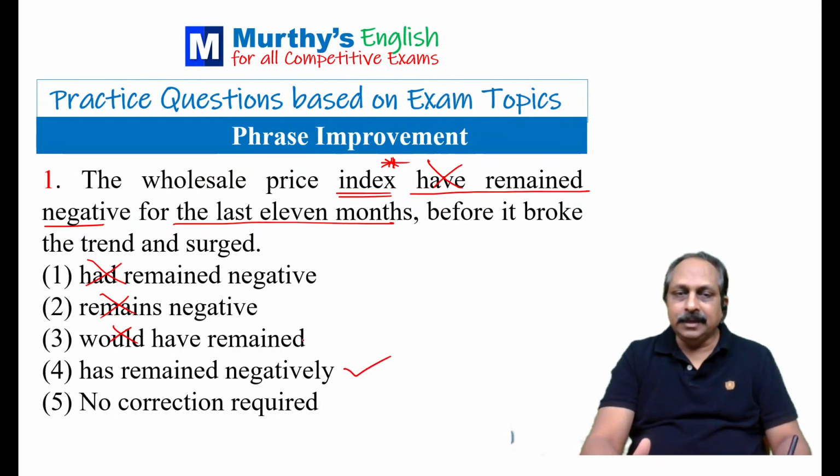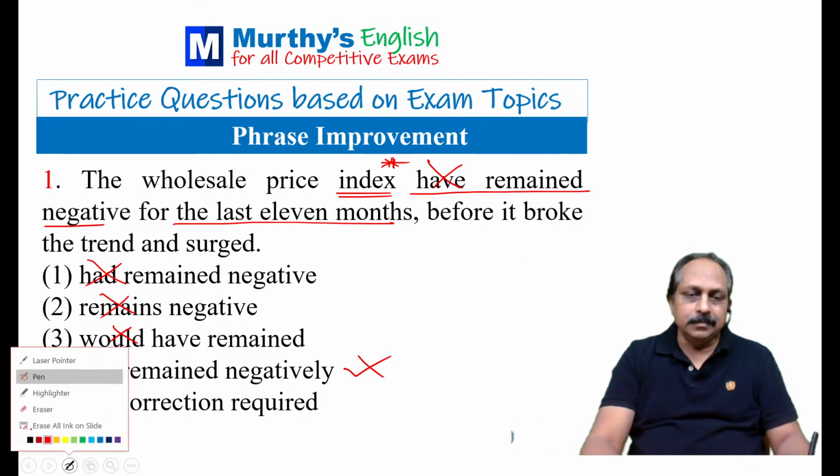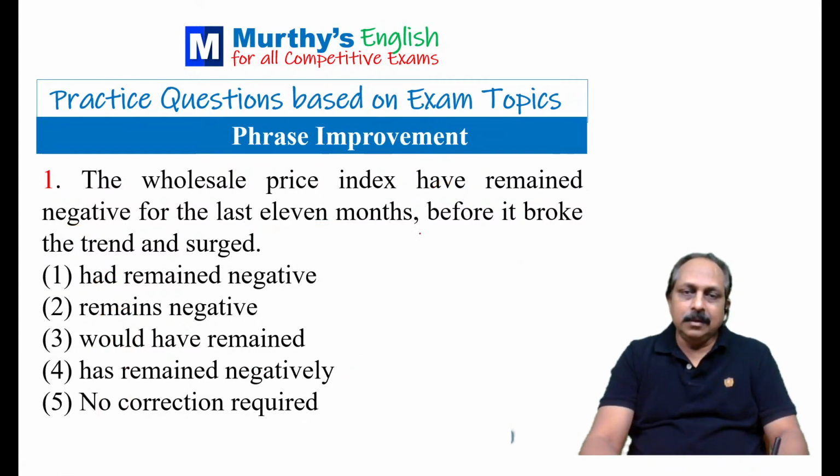Has remained negatively. Oh, no, no, no. Answer is here, index. Negatively cannot be used. Remains, no. Would, no. What is the answer here? The first option is the answer.